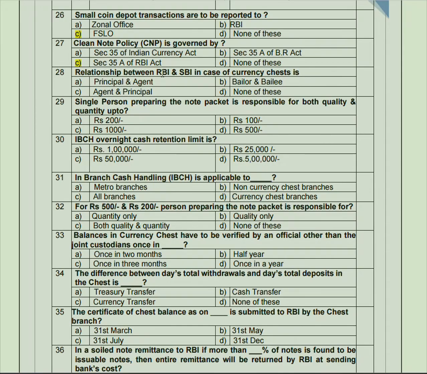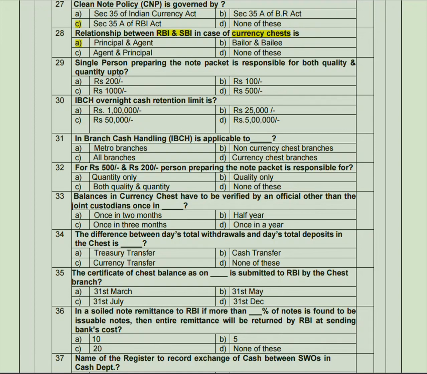28. Relationship between RBI and SBI in case of currency chest. It is A, principal and agent. So RBI is the principal, SBI is the agent. This is an important question. It's asked directly many times. Single person preparing the note packet is responsible for both quality and quantity up to 200 rupees.